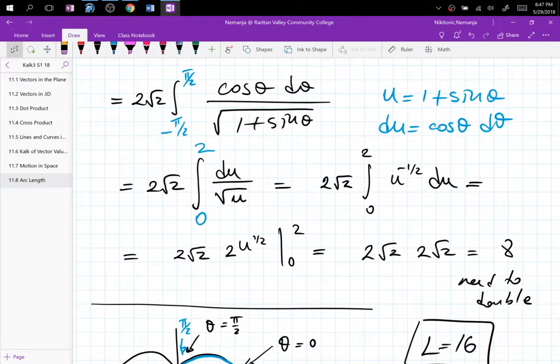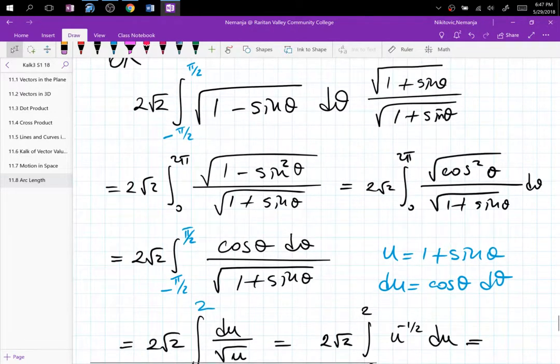Yay! Amazing, right? Negative pi over 2, pi over 2, negative pi over 2. I have to fix all of these now.